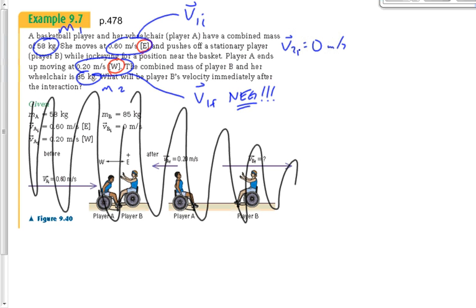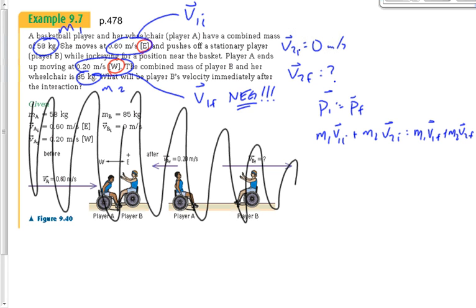I circled the west in red to remind me. It doesn't hurt to draw attention to it in a million different ways so you don't forget that. We're looking for V2F, right? Okay. PI equals PF. Two objects before the collision, M1 V1I plus M2 V2I equals two objects afterwards, M1 V1F plus M2 V2F. This disappears because V2I is 0.